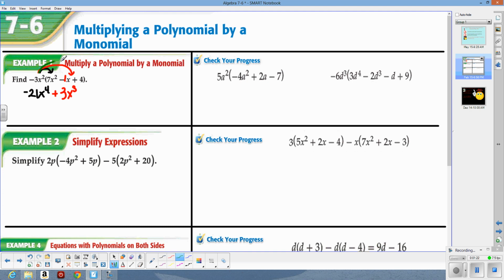And then the last term in the parentheses, negative 3x squared times 4. We're going to multiply the negative 3 times 4, which is negative 12. And then the x squared is just going to stay x squared because there's no other x's to multiply it by. So right there is what you get when you multiply that polynomial by the monomial. You may want to pause the video and try the next ones on your own.